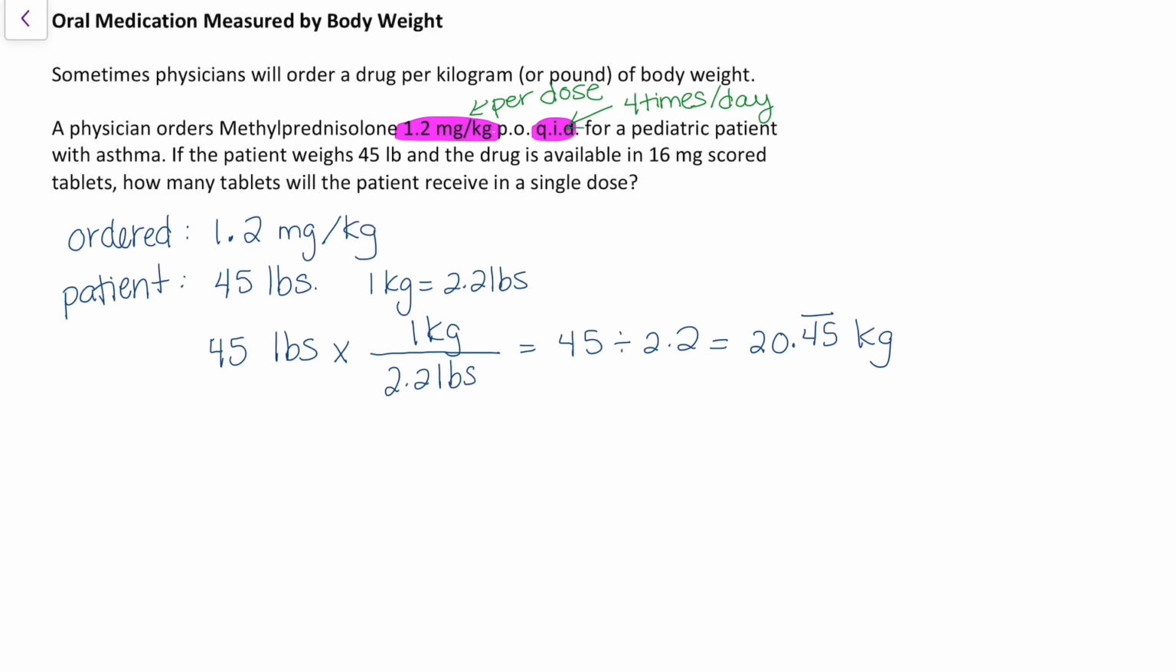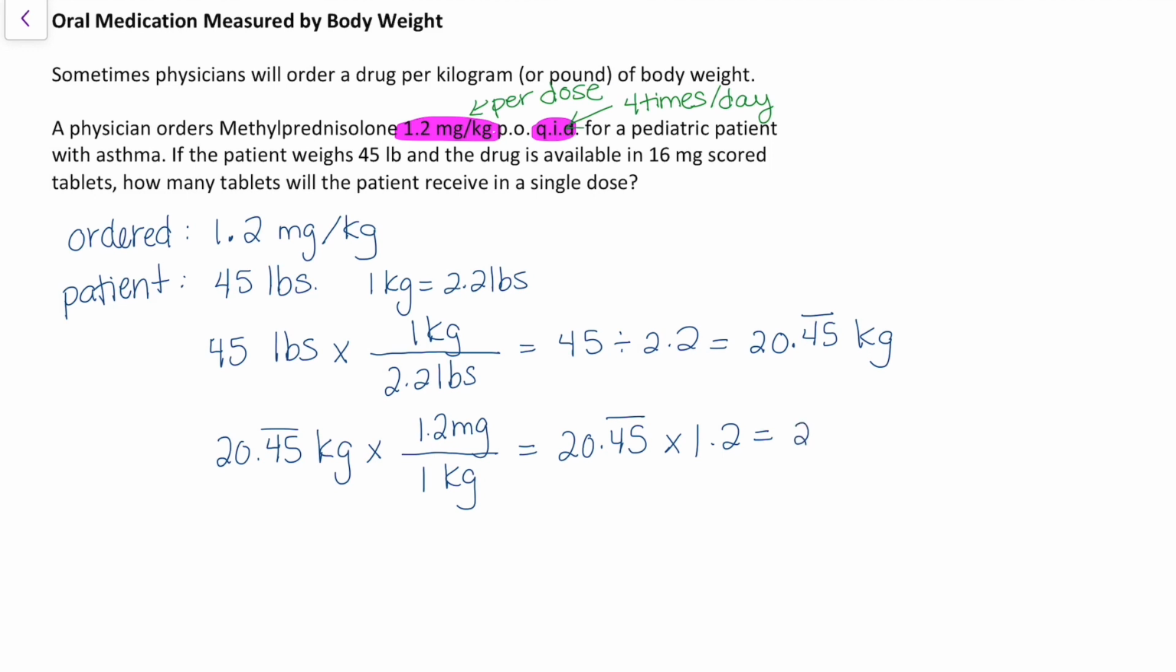Now the doctor has ordered 1.2 milligrams for every kilogram. So we're going to take this whole number that we have here, 20.454545, and so on. And again, I'm going to put my kilograms on the bottom, and it's 1.2 milligrams per 1 kilogram. So I'm going to take my whole weight and times that by 1.2. And I get 24.5454 milligrams.